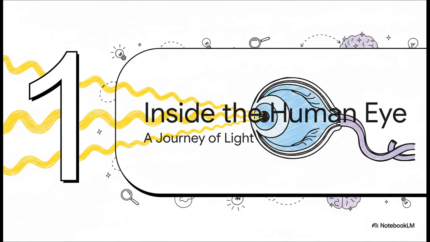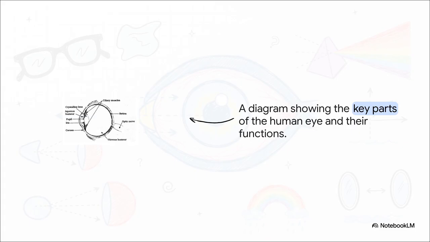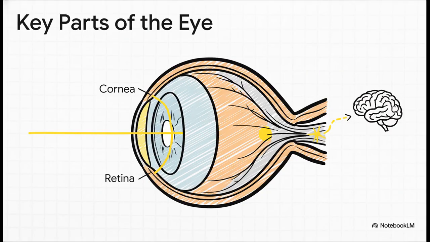Okay, let's begin our journey inside the human eye. What we're going to do is follow a single ray of light as it enters the eye and see exactly how it becomes an image that our brain can understand. To really understand how we see, we need to get familiar with the different parts of the human eye. As you can see in this diagram, each part has a very specific and very important job to do. So let's trace the path of light step by step.